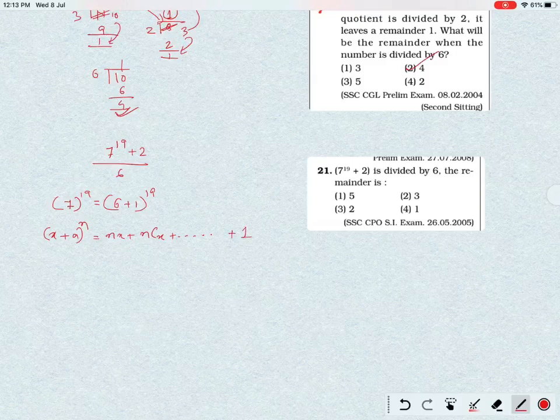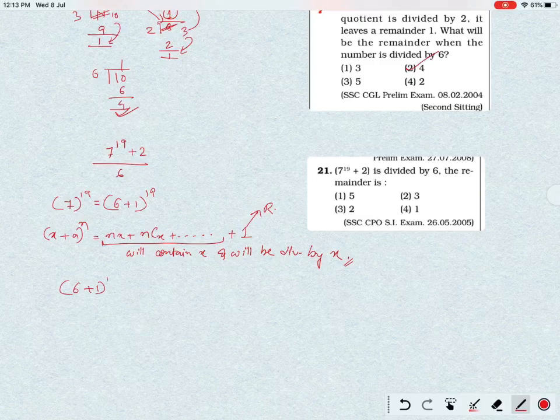plus a to the power n. So all these terms will contain x and will be divisible by x. Therefore the remainder will be 1. So in case of (6 plus 1) to the power 19 divided by 6, we will get a remainder 1.